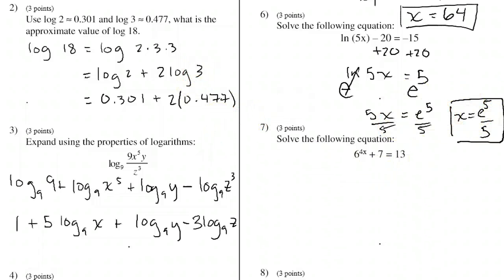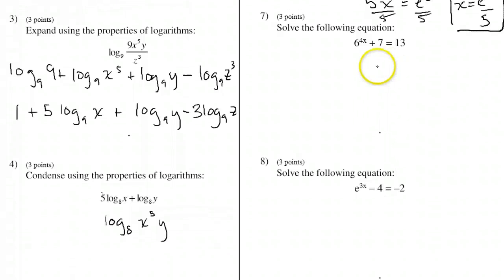Another similar question is number 7. We're going to use SADMAP, so subtract 7. We get 6 to the 4x is equal to 6. So two ways you can do this.